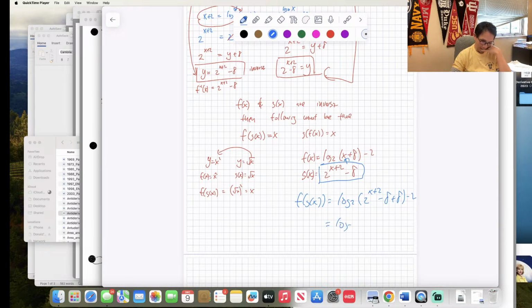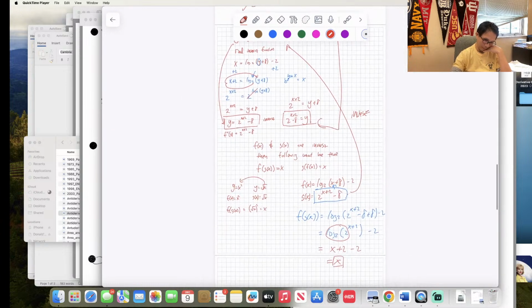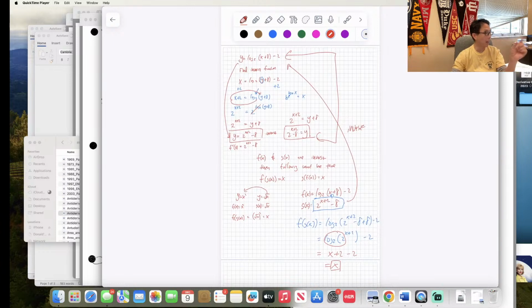That's equal to log 2 of 2 to the x plus 2 minus 2. Does that make sense? This 2 and log 2 are inverse to each other, they cancel out. So it'll be x plus 2 minus 2. So that's equal to x. So if it's equal to x, you just proved this is the inverse of this. You can verify by plugging the inverse function into the f of x. If it comes back to x, then you know they are inverse.